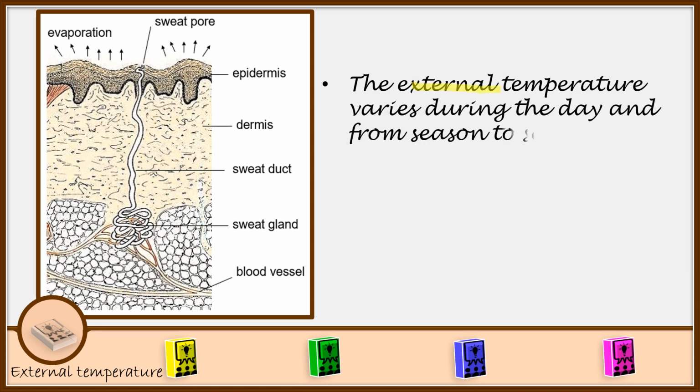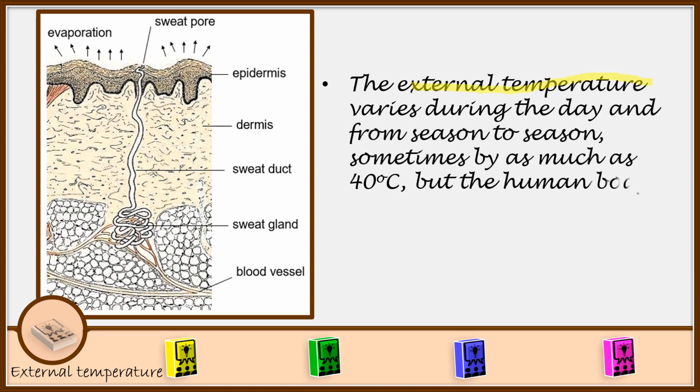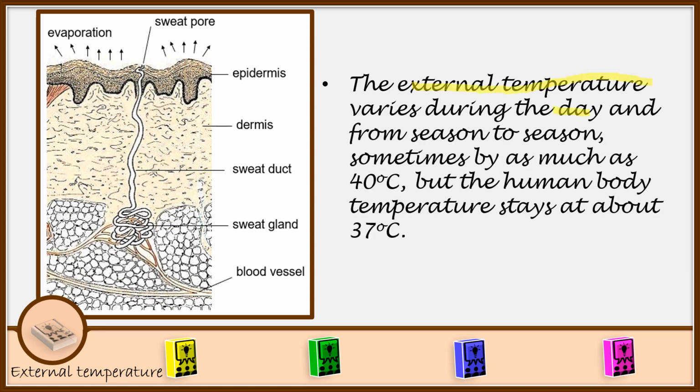The external temperature varies during the day, and it varies from season to season. So the temperature keeps on changing season to season, sometimes as much as 40 degrees Celsius. But the human body temperature stays at 37. So the external environment may change.